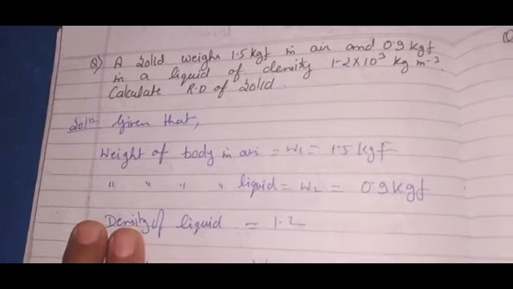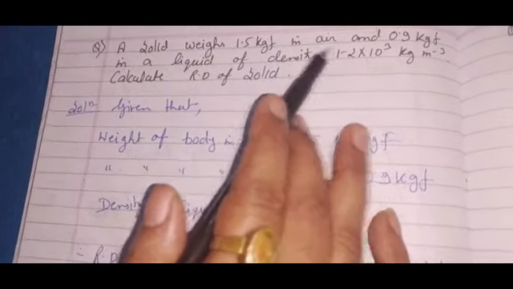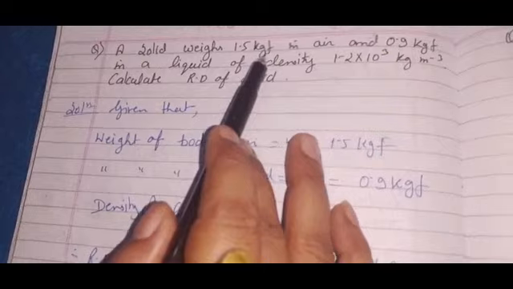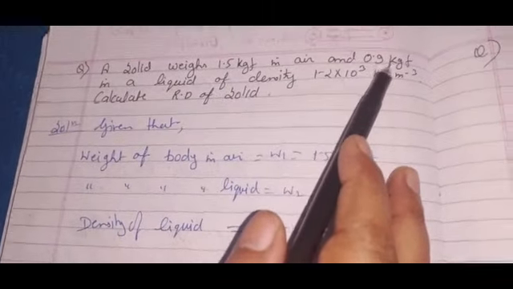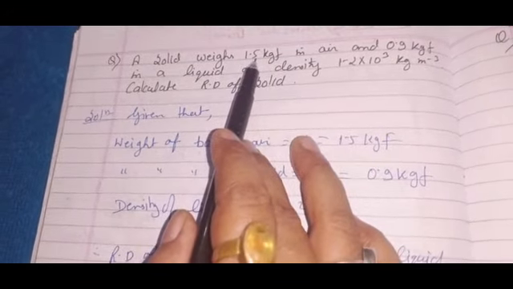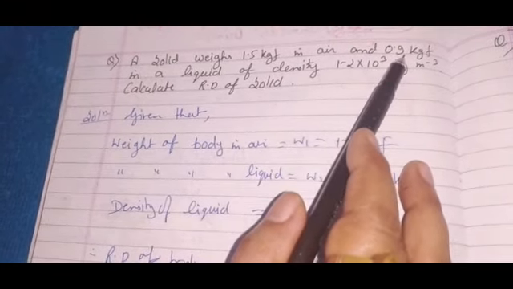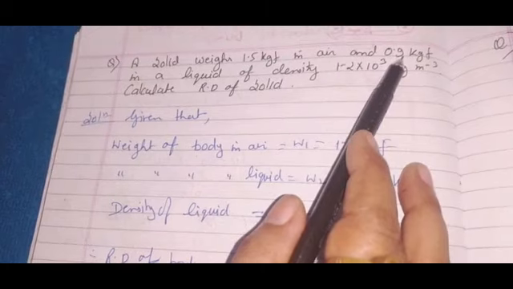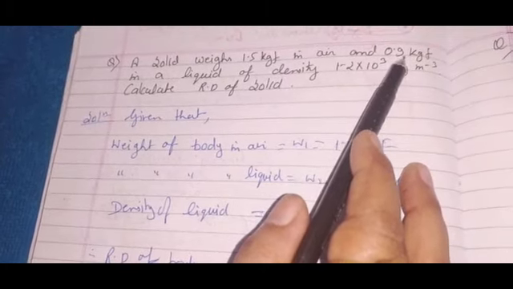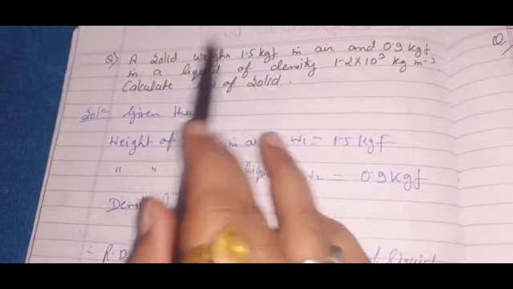Now one more numerical we will see here. A solid weighs 1.5 kgf in air, and 0.9 kgf in a liquid. As we got this data, quickly this thing came to our mind: what is the loss of weight? This is 1.5 minus 0.9, right children? That is equal to 0.6, not 0.5, 0.6 kgf, okay? That is the decrease in the weight when we submerge this solid inside the liquid.